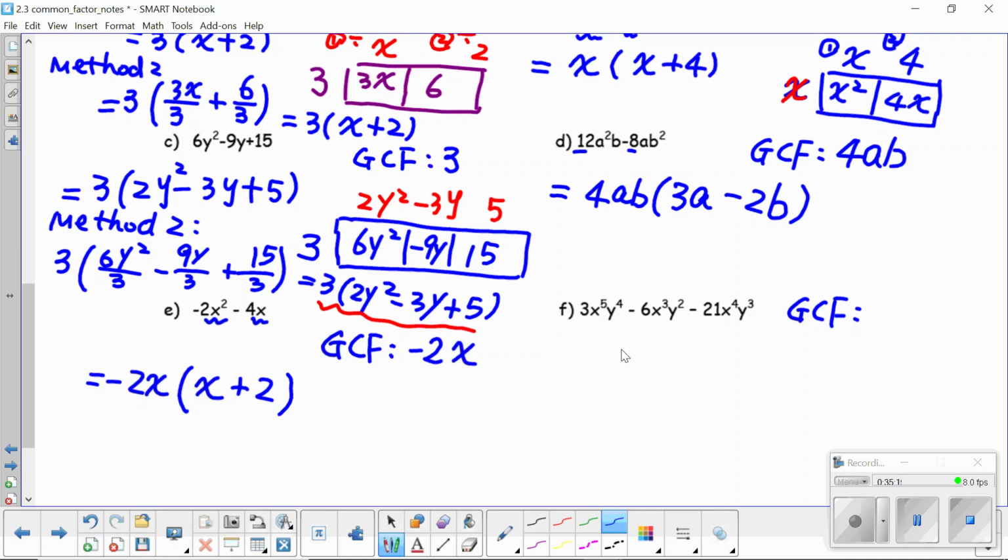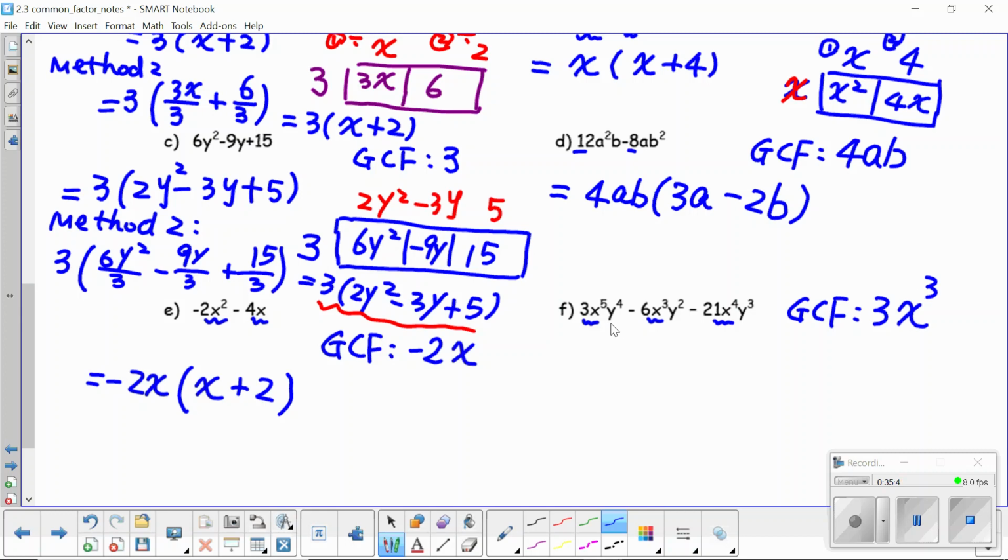Only 3 may be the greatest common factor. 6 is 2 times 3, 21 is 3 times 7. So you have 3 as the common factor. Then we look at the variable. So for x, we look for the lowest degree: 5, 3, 4. So the lowest degree is 3.